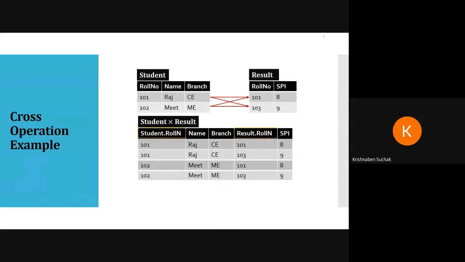Here you can see that roll number is a common column in both student and result. So the name has been changed to relation name dot attribute name. So here student dot roll number and here result dot roll number is displayed.